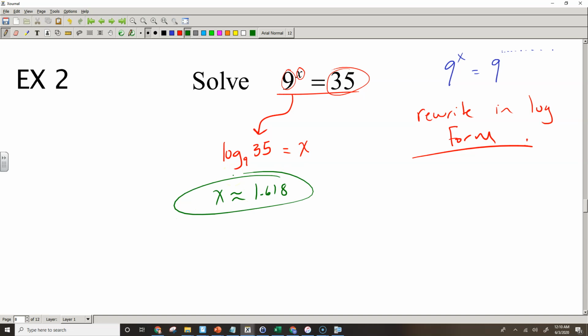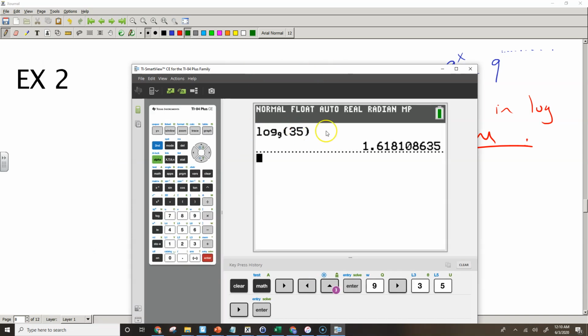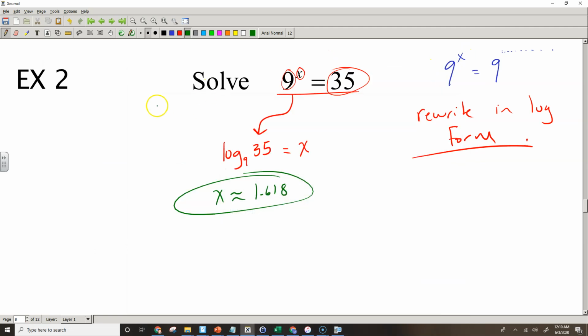Now, if you don't have that log base button on your calculator, and we skipped over this section due to time, if you just have a common log button, you can rewrite this, or you can use a calculator like so. So if I'm trying to figure out what that is, I can just use the normal log button, the log base 10 button, and just say, let's take log of 35, or log of the big number, divided by log of the small number, which is the base of 9. And that also will give me an answer.